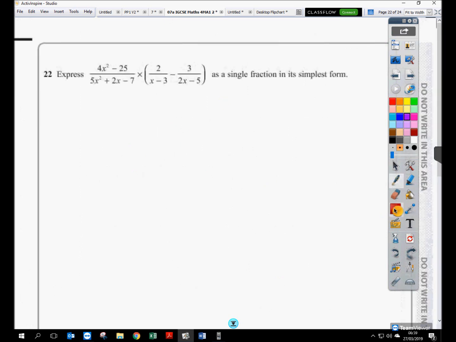Right, next question. Right, so I guess the first thing to spot in this one is the difference of 2 squares. Right? Lots of things that you can do here. You have the difference of 2 squares and the denominator can be factorised. Let's do both.